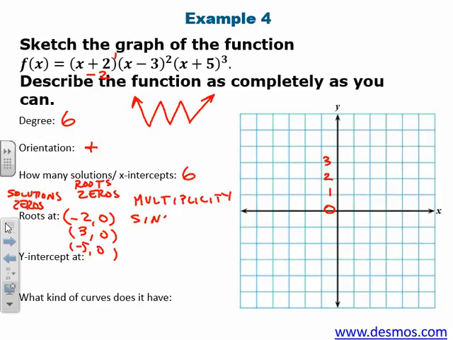Let's say this was my x-axis. Is it going to go through it straight? That's a single, so I'll put my single here. A double, what would a double look like? The U where it bounces off. Will it be a U? And someone else, triple? W? No. W, close. The bend is another way to say it.